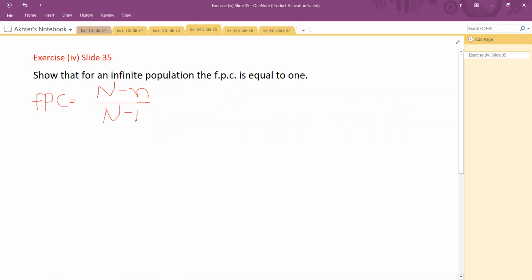And what we want to show here is that if the population is infinite, it means we have to apply a limit of N tends to infinity over FPC. And we have to prove it to be 1. Limit N tends to infinity of N minus n divided by N minus 1.